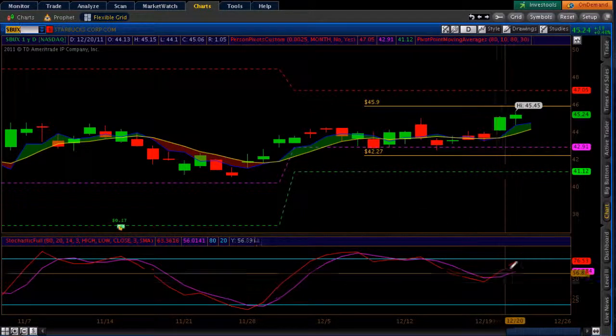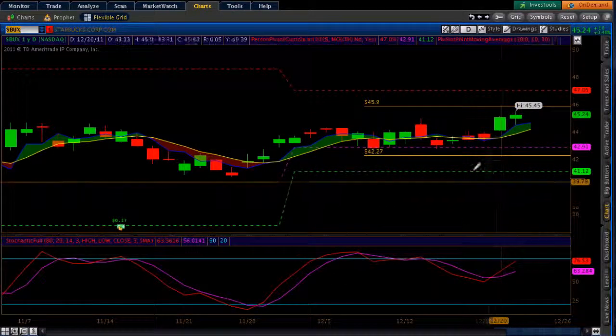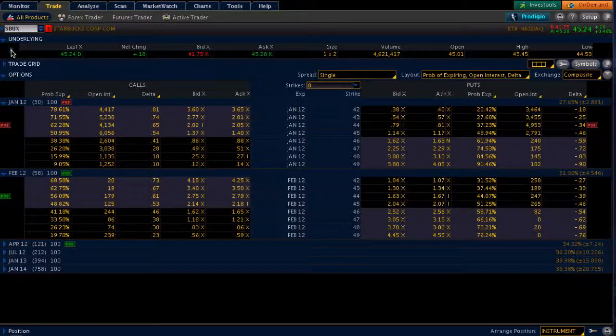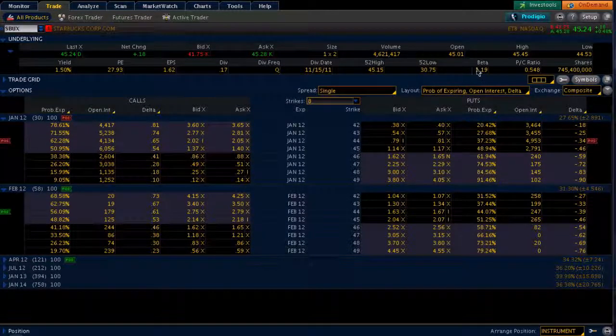Now stochastics is running up, and I don't think we're going to move very much on this, and the reason for that, because if you look at the beta, is at 1.19, which is pretty good. Okay, now I am doing a calendar. I sold the 44 January, and I bought the 44 February.